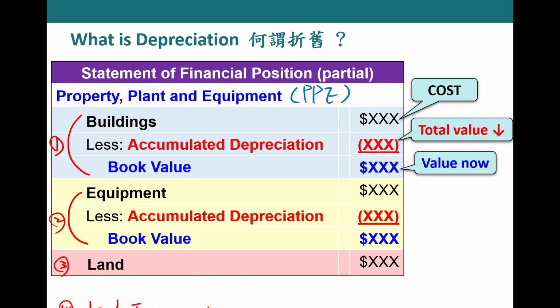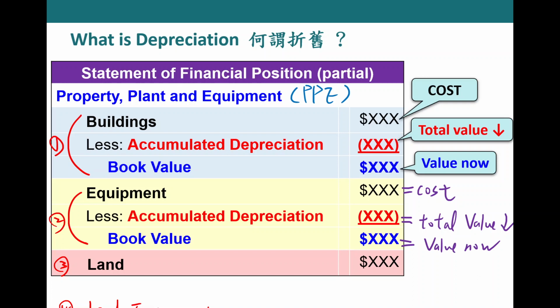Okay? So the same for your equipment. So equipment here is what? Is the cost, right? How much money you spend to buy your equipment. Then, because you use it, its total value decreases by how much? In the end, today, right now is book value. So book value means value now. Okay? How about land? Did you find out?